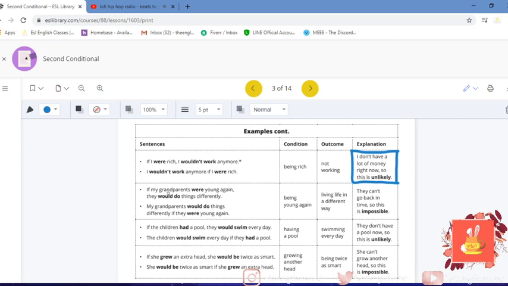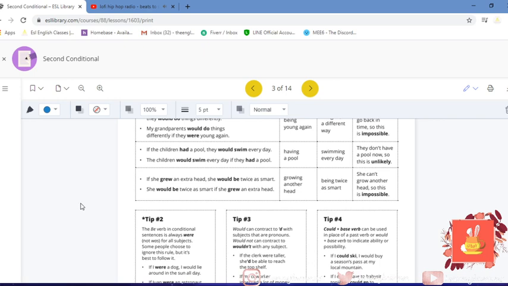If my grandparents were young again, they would do things differently. My grandparents would do things differently if they were young again. So the condition is being young again, and the outcome is living life differently. So they can't go back in time, so that is impossible.